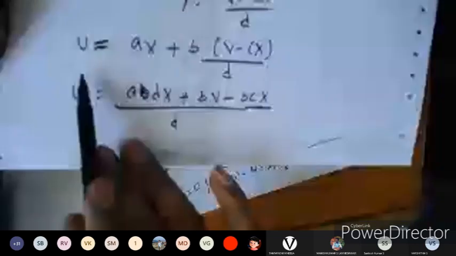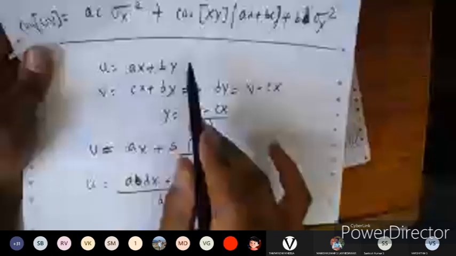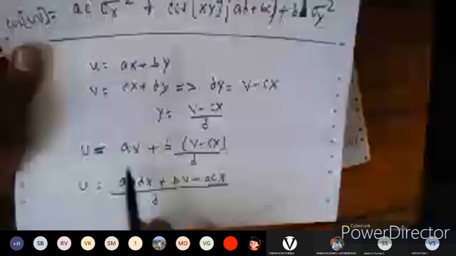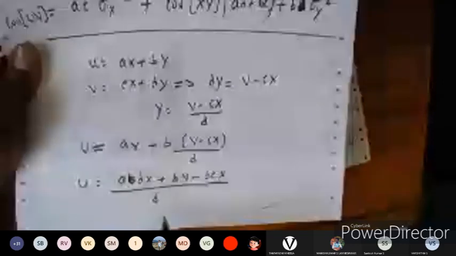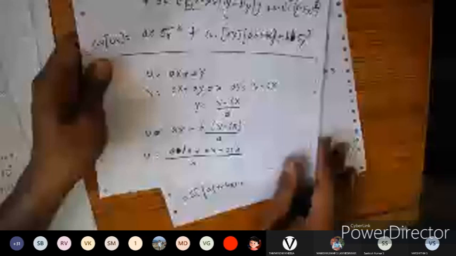So what I am doing is I'm substituting the value of the y in the expression number 1. I'm substituting the value of y in the expression of the u here. So you're going to get like this. So ax plus b into this one. So let us take the LCM and segregate the x terms here.